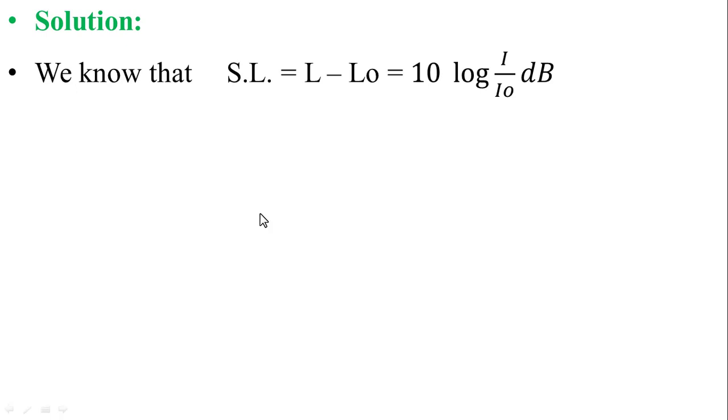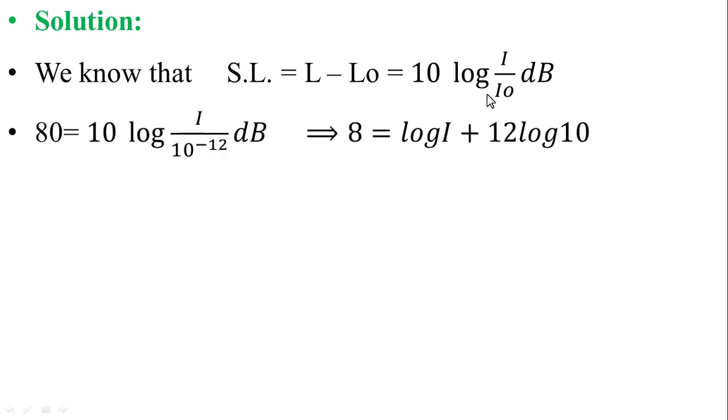So we have sound intensity level L minus L naught equal to 10 log of I over I naught. Putting the values, L minus L naught is equal to 80. So 80 is equal to 10 log of I over 10 raised to power minus 12. Now 10 is divided on the other side. This implies that 8 is equal to log I plus 12 log of 10.